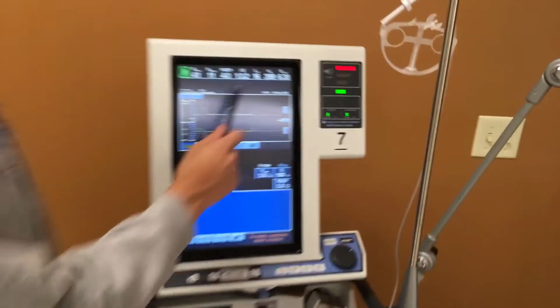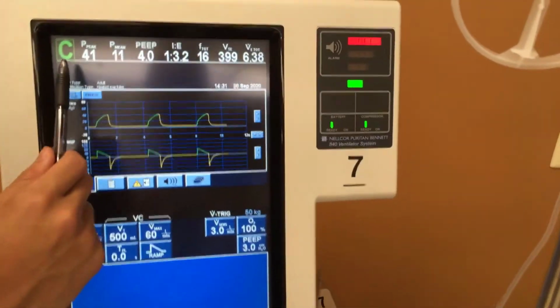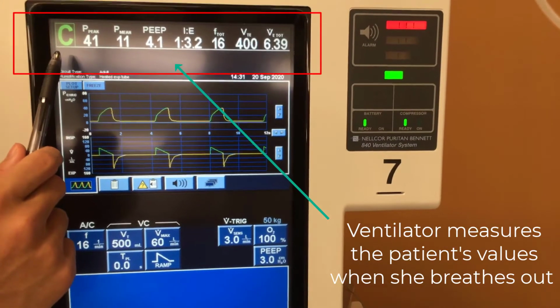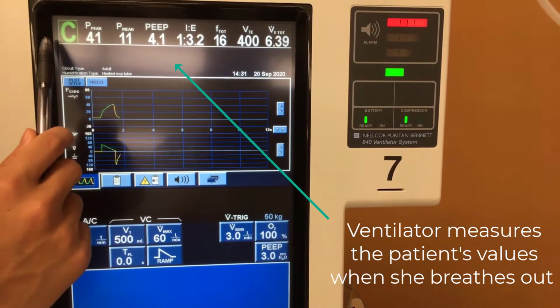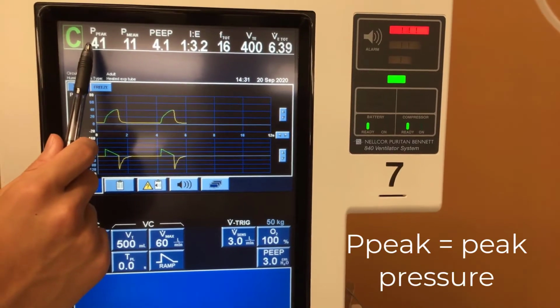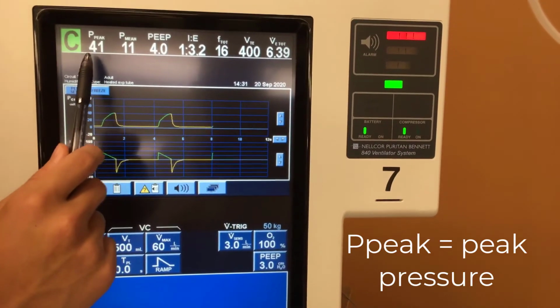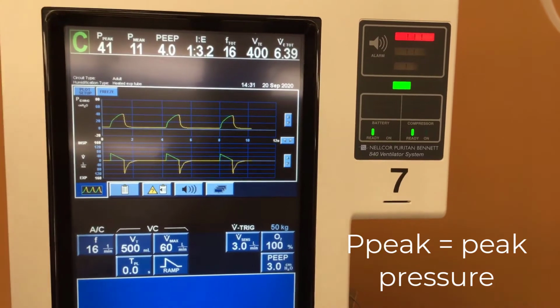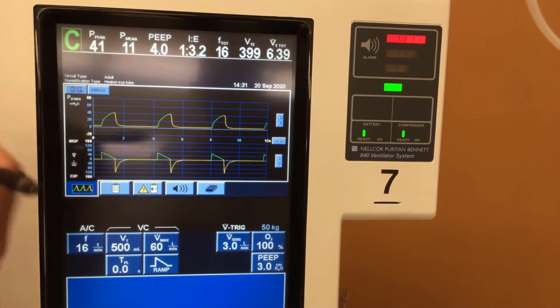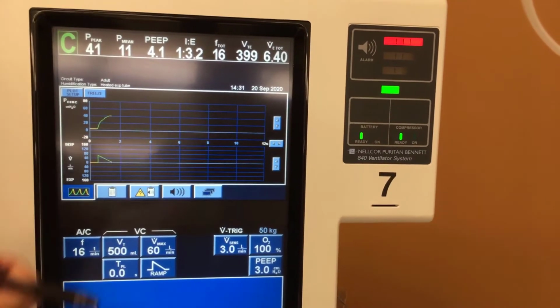So up here we have what the patient is doing. The C here stands for controlled. This means that the machine is delivering controlled breaths to the patient. So the first number, P peak, is the peak pressure, and this is measuring the pressure in the tubes of the machine, the airway of the patient, and the alveoli of the patient.